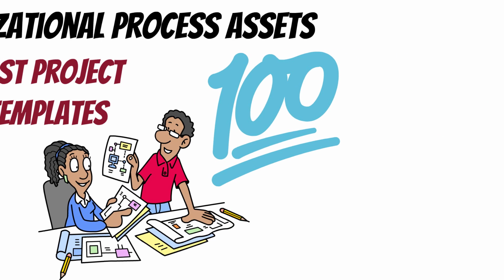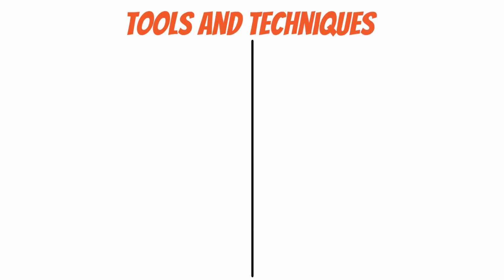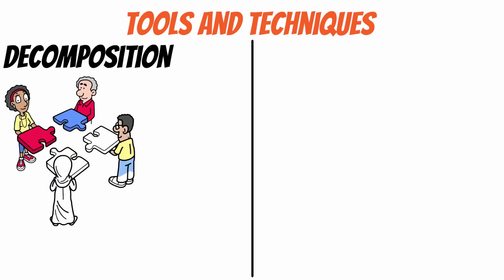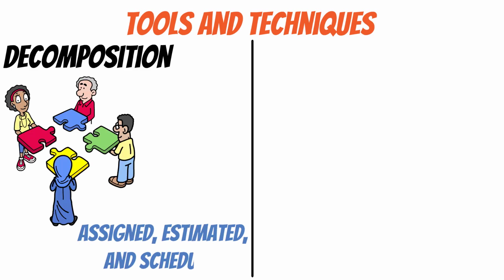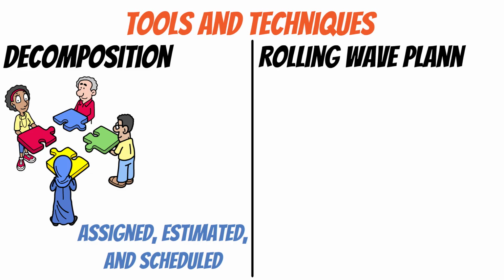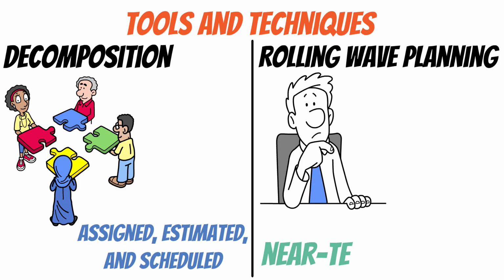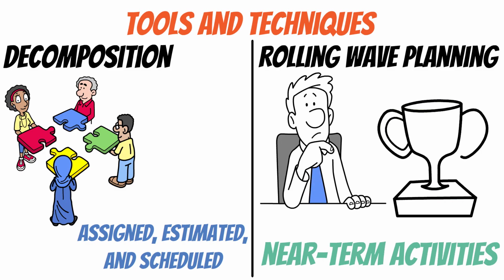Once we have the inputs, we need some methods or tools and techniques to actually define activities. PMBOK gives us a few. These are: 1. Decomposition. This fancy term just means breaking down deliverables into smaller tasks until you get to a level where they can be assigned, estimated, and scheduled. 2. Rolling wave planning. If you don't have all the details up front, you can plan in waves, define near-term activities in detail, and leave future activities at a higher level until more info becomes available.